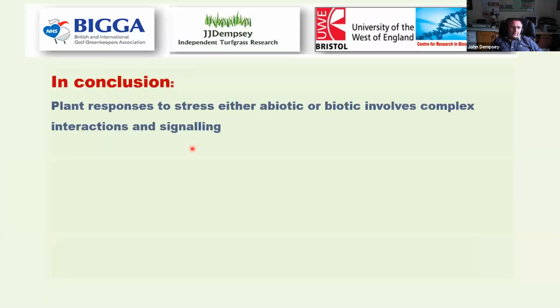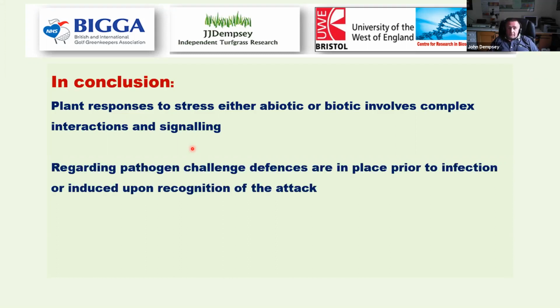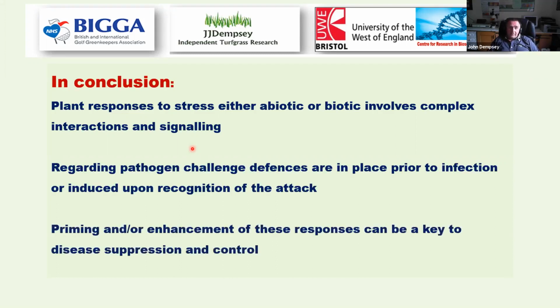And in conclusion, plant responses to either biotic or abiotic stress involve very complex interactions and signaling, much more involved than what we can get into today, obviously. But priming, enhancing these responses can be key to our disease suppression.